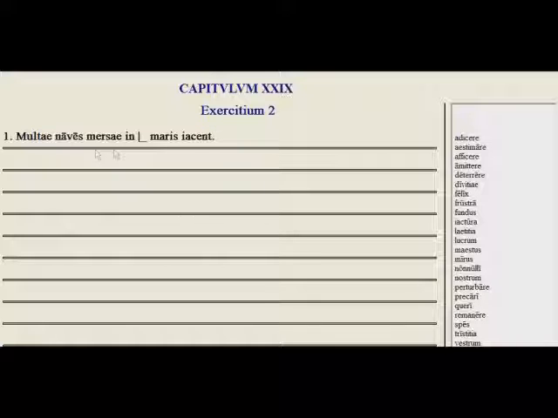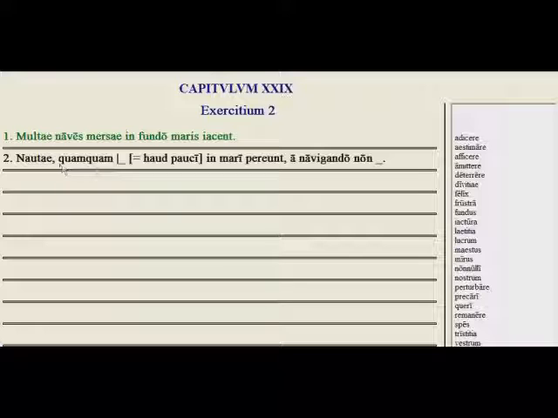Our vocab exercise. So multae naves mersae in blank maris jacent. Many ships lie submerged on the bottom of the sea. So we want the depths. In Davy Jones' locker, it is in fundo.